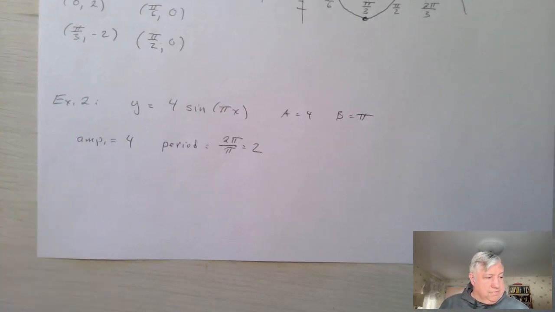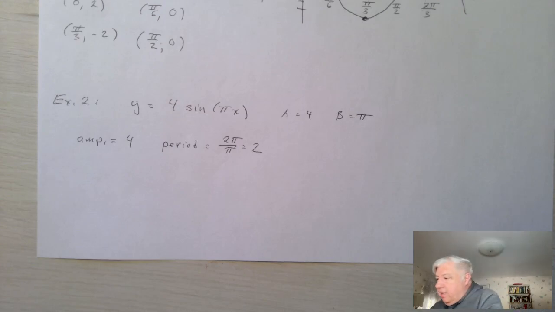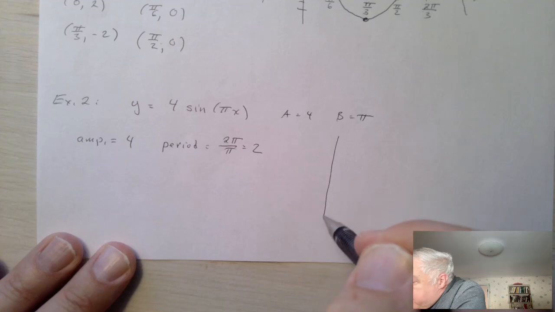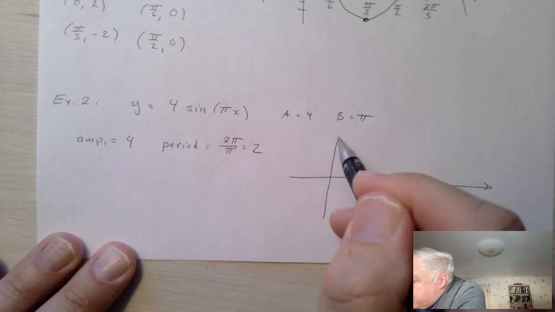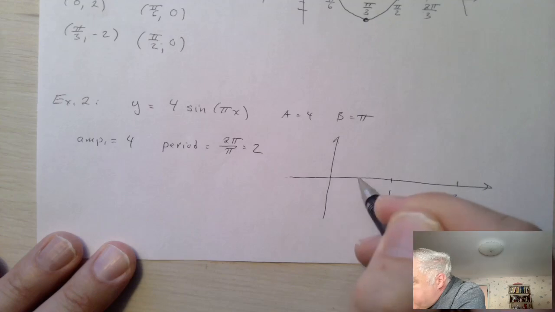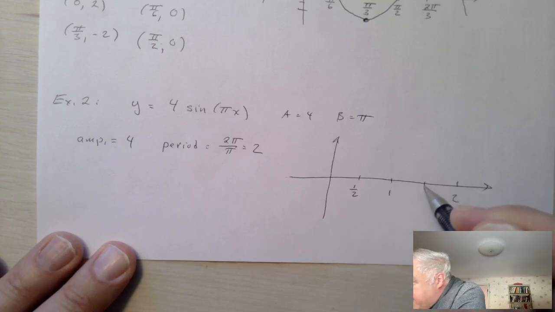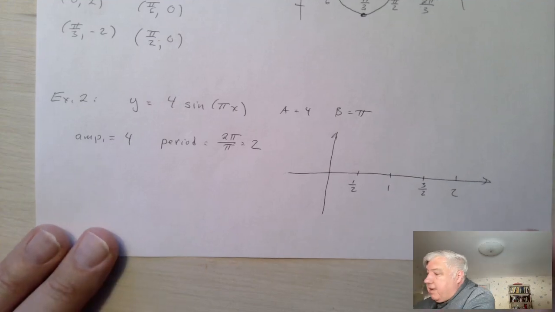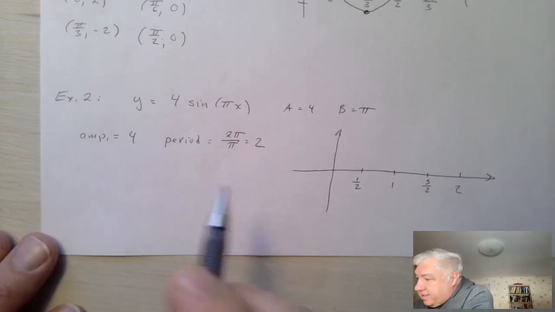And so that's great. And so we want to graph from 0 to 2. Here's 1. Here's 1/2. Here's 3/2. Okay, and then we plot at these points.